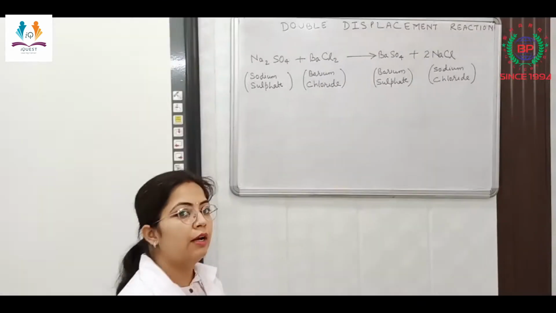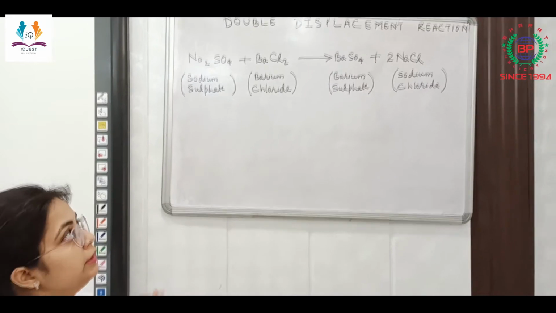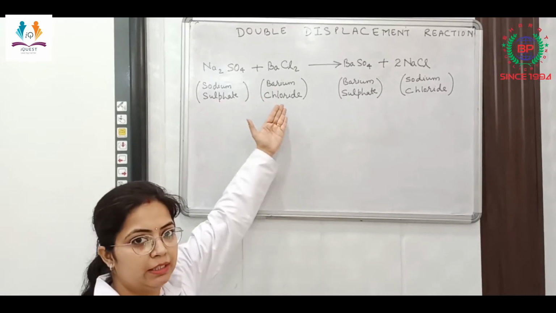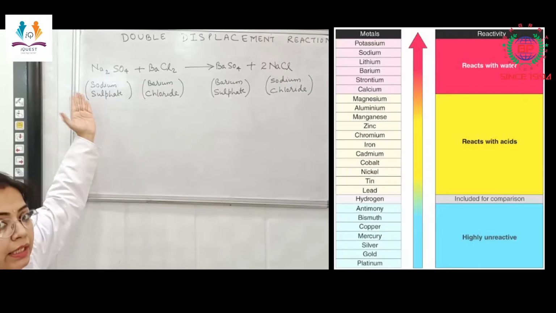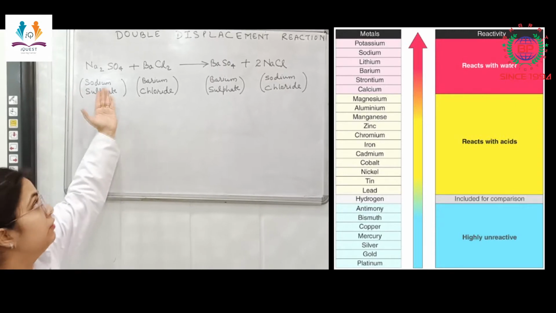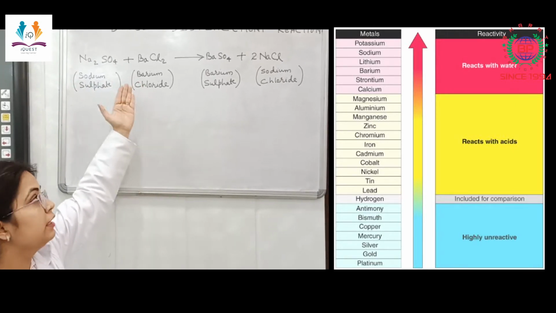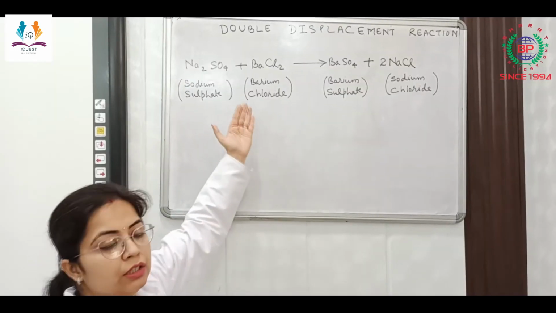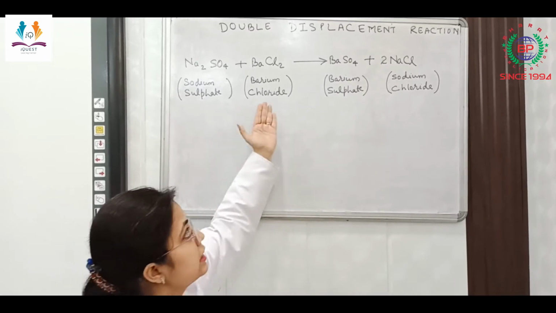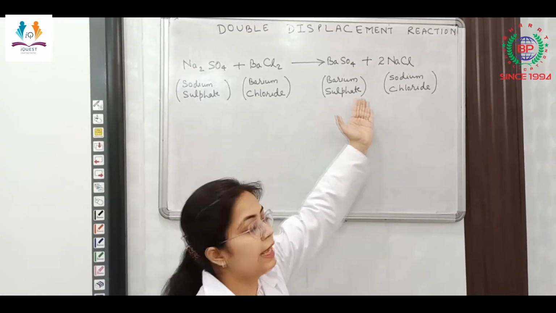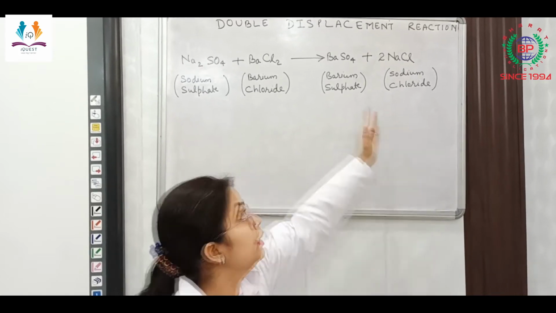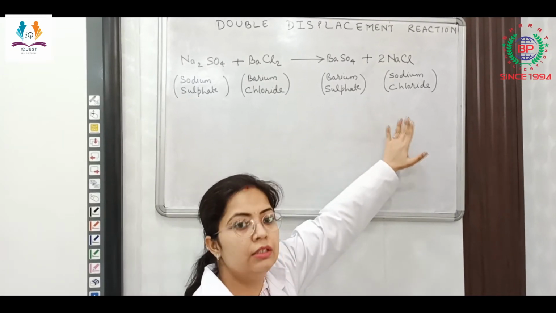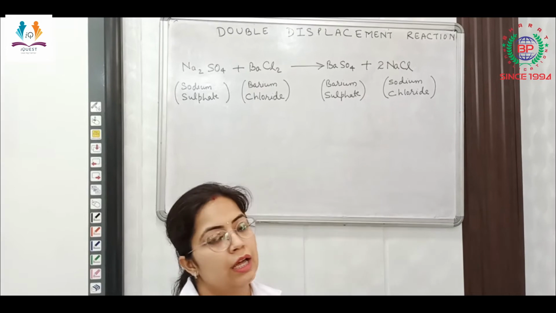What is happening in it? We have a double displacement reaction. We do a reaction between sodium sulfate and barium chloride. Sodium is more reactive than barium, so it displaces barium from its chloride solution and combines with the chloride radical. That's why it forms barium sulfate and sodium chloride solution. Barium sulfate is a white precipitate and sodium chloride is a clear solution that we see in our activity.